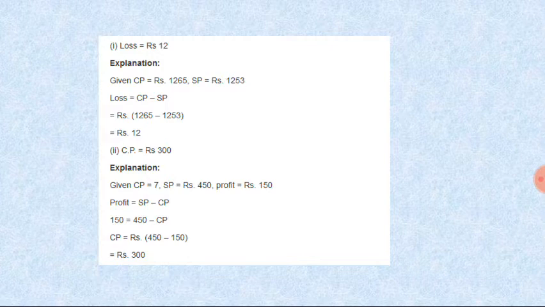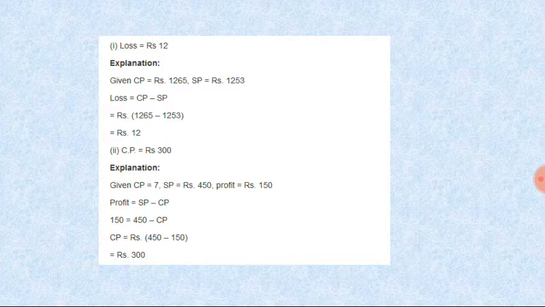Loss rupees 12. Given CP rupees 1265, selling price rupees 1253. So subtract. Is it a profit or loss? Loss. Cost price 1265, selling price 1253. Is it profit or loss? Loss. 1265 minus 1253, we get a value of rupees 12.